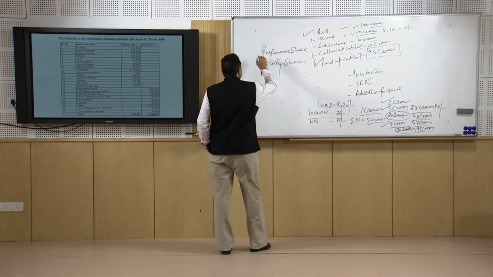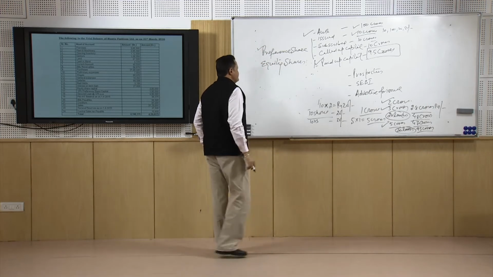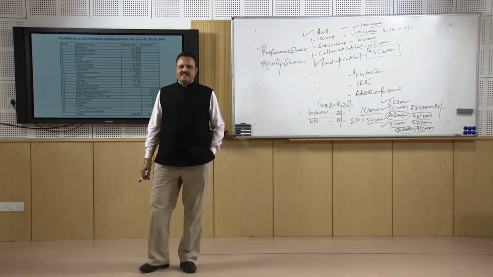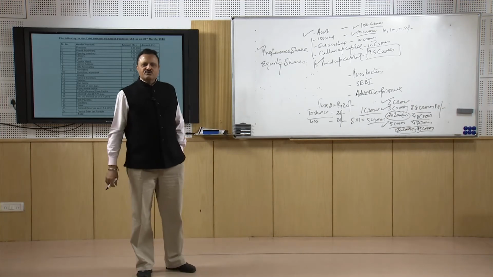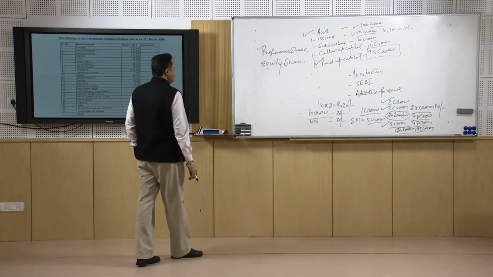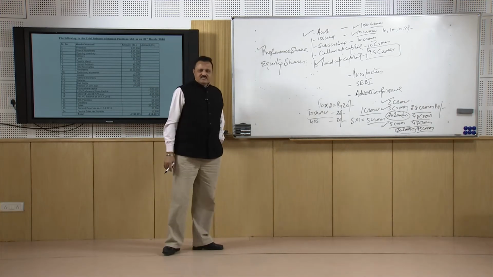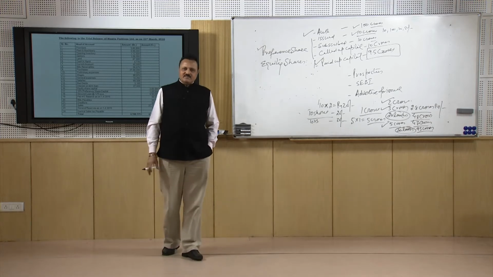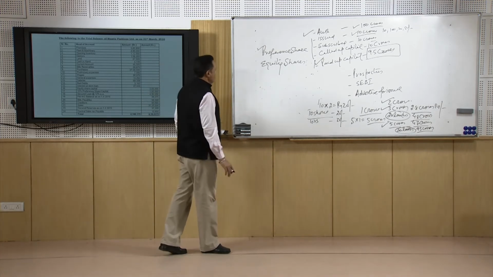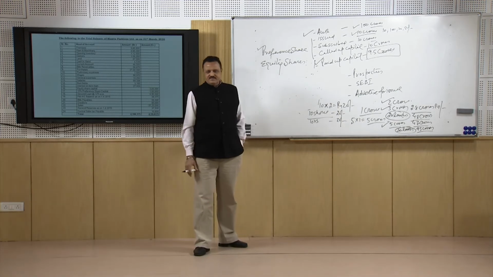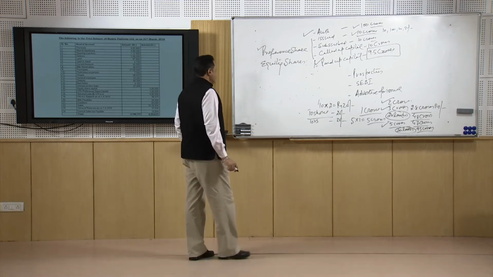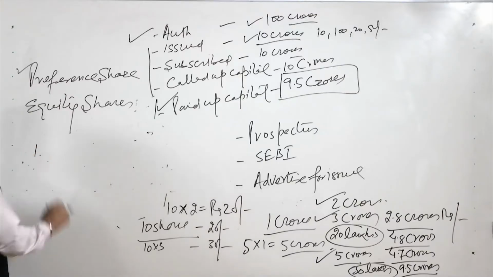Preference shares, why are they called preference shares? Because they get some kind of preferences over the equity shareholders. When somebody is holding a preference share, he will be getting some preference against his equity counterpart. That is why people subscribing to these shares are called preference shareholders. Now what are those preferences which they get? Normally they get two preferences.